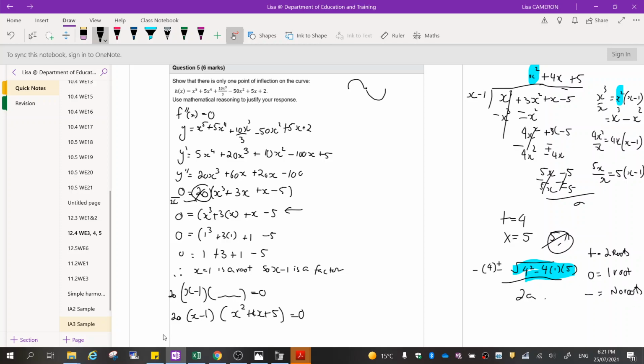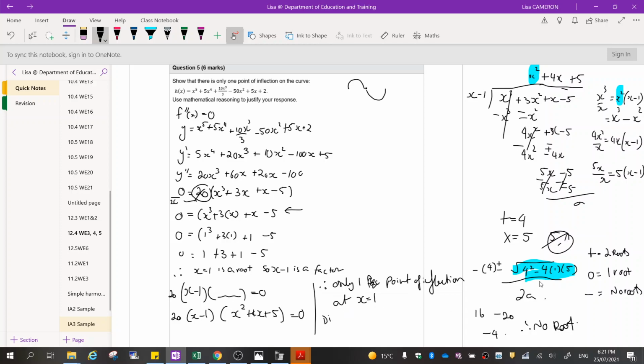So then that means that that would be our only factor. So 4 squared is 16 minus 4 times 1 is 4 times 5 is 20. So minus 20 gives you negative 4. Therefore, no root. So now I can state over here, therefore only one factor or one point of inflection at x equals 1.